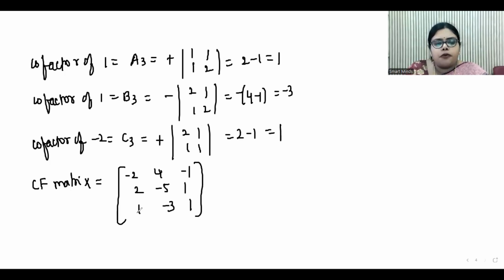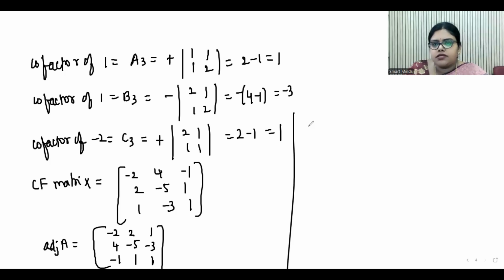If you transpose this matrix, you will get adjoint A. Adjoint A is you transpose this. That means you interchange rows and columns. Minus 2, 4, minus 1, 2, minus 5, 1, 1, minus 3, 1. This is adjoint A. After getting adjoint A, how do we get A inverse?